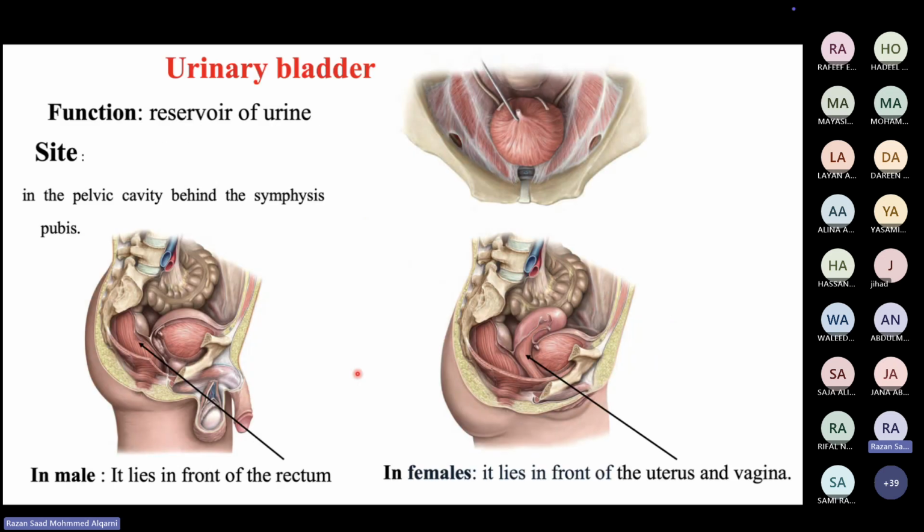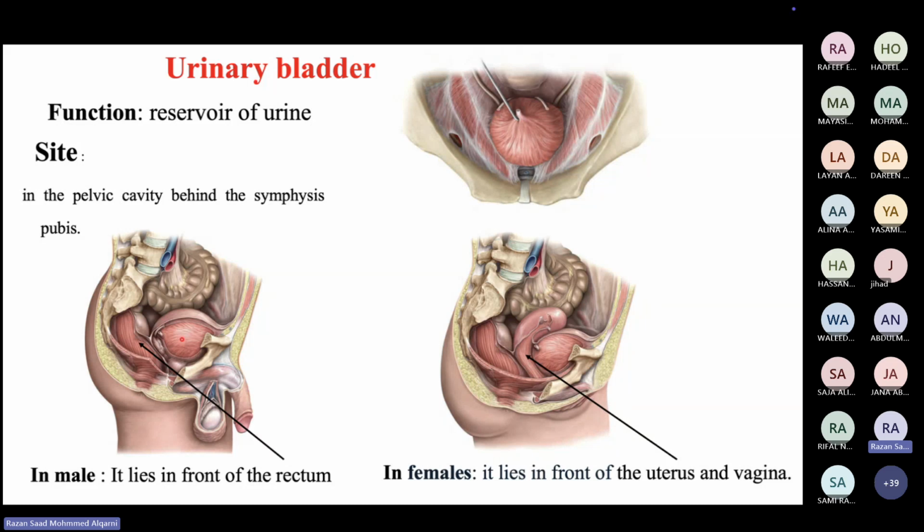Let's talk about the function of the urinary bladder. The function is going to be a reservoir of urine, as we said in the beginning of the lecture, and it's going to be situated in the pelvic cavity behind the symphysis pubis. As you can see here, the urinary bladder relation is going to be different in the male compared to the female. In the male, it's going to be anterior to the rectum.